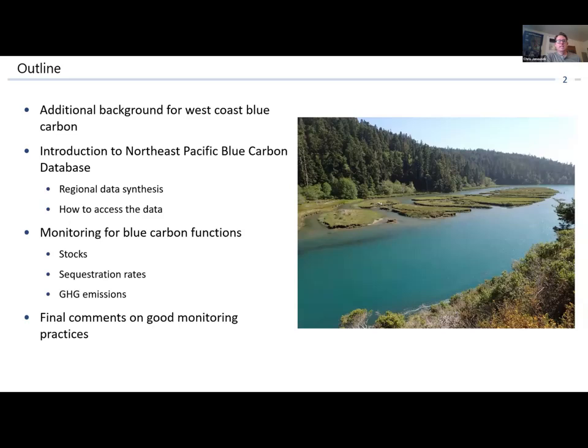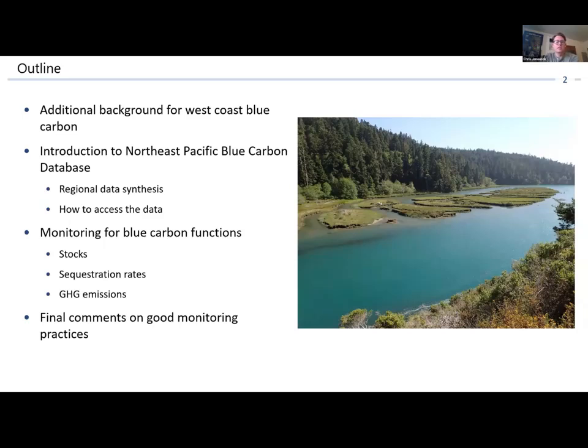I'll talk about a regional data synthesis that we accomplished based on the database, and then give you a little bit of information about how to access the data if you're interested in blue carbon values for your specific region. The last part of my presentation will be on monitoring blue carbon functions.